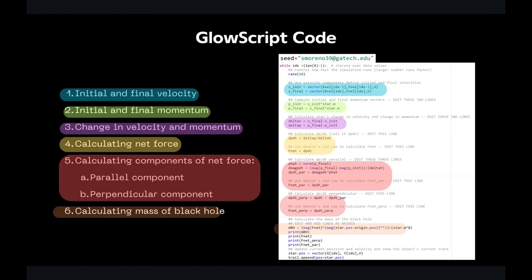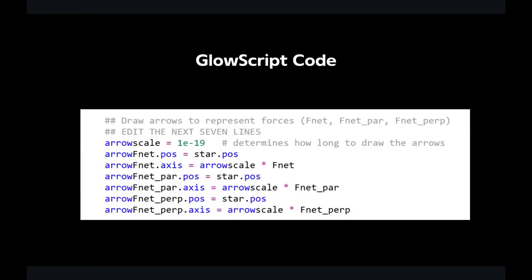For part 1, the system is the star plus the black hole, and the surroundings is everything else. So for the code, what we first had to do was input the seed that was unique to everyone. Then we had to calculate the initial and final velocity, then the initial and final momentum, then the change in velocity and momentum. Here we calculated the net force, which is equal to the rate of change of momentum. Then here we calculated the components of net force, the parallel component and the perpendicular component. And lastly, we calculated the mass of the black hole, basically solving for m in the gravitational force formula. Then we adjusted the arrows so that they pointed in the direction of the force they were labeled as.